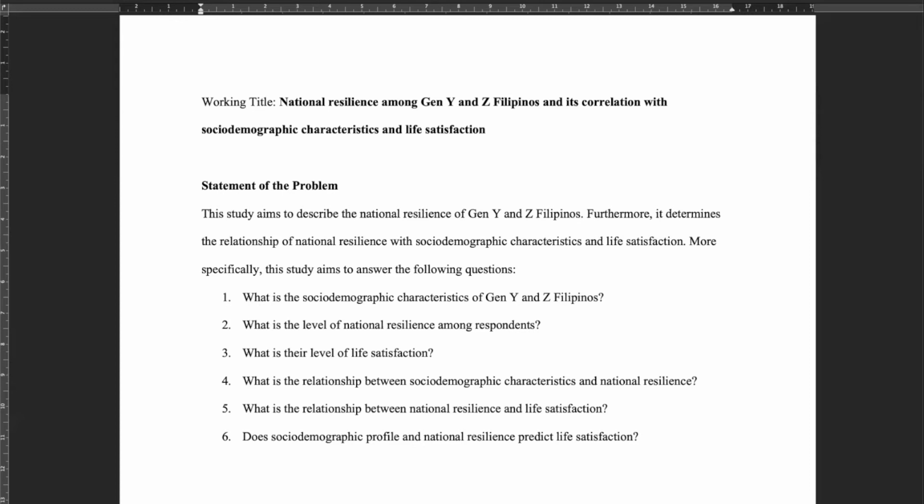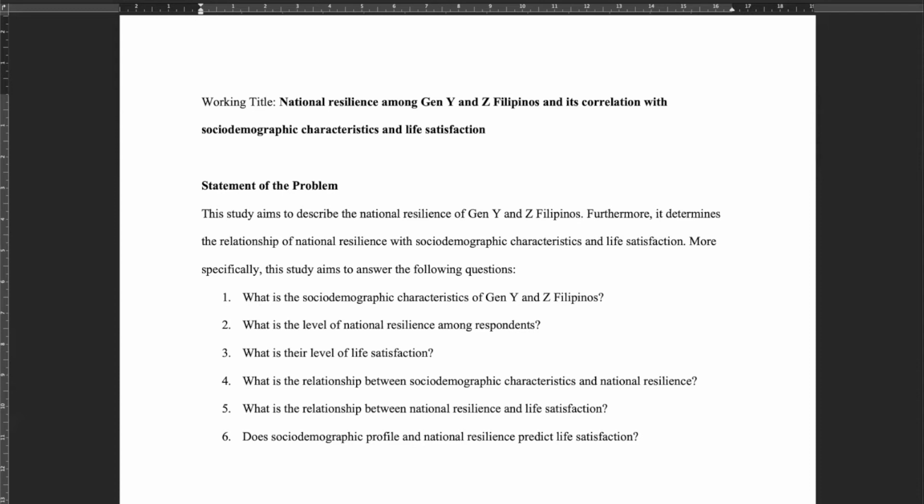All right. So in this case, I want you to make your working title as well based on that idea. So in my case, in our data set, I'm naming the study National Resilience Among Gen Y and Z Filipinos in its correlation with socio-demographic characteristics, which is the antecedent, and life satisfaction, which is the intended outcome of national resilience.